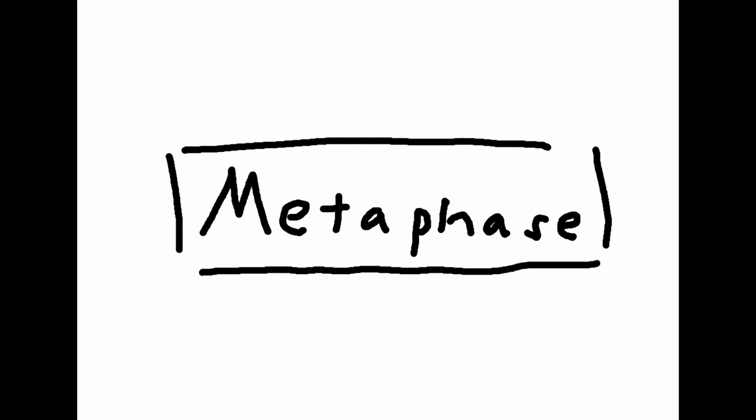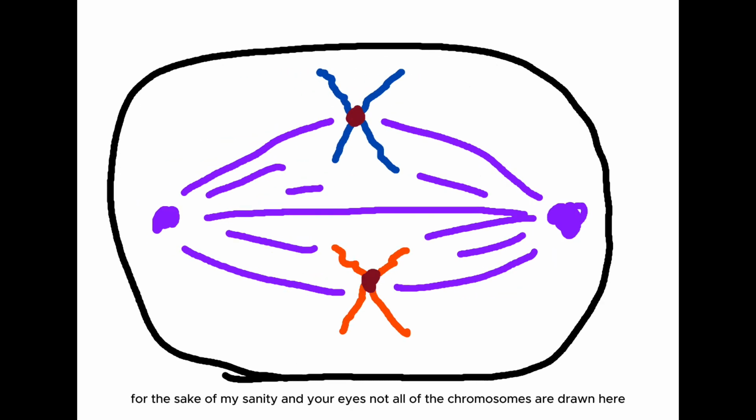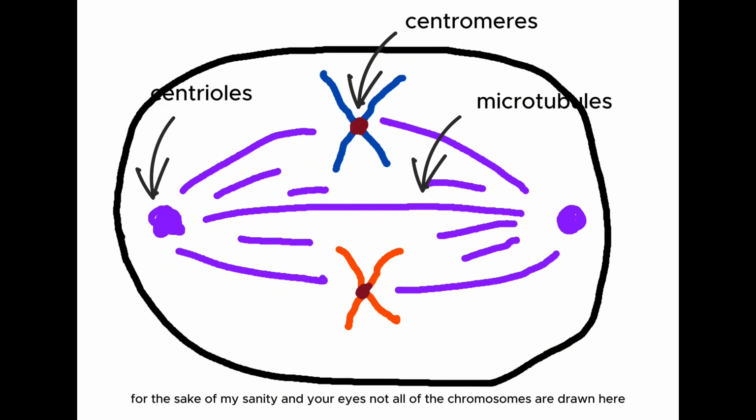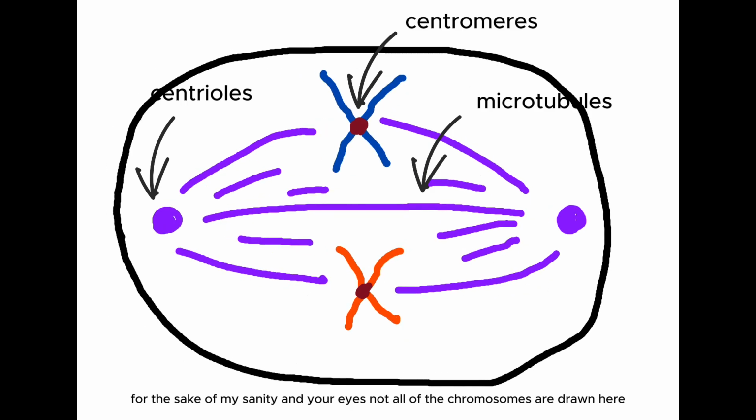Next is metaphase. During this phase, the chromosomes of the cell line themselves perpendicular and equidistant to the centrioles of the cell. This ensures that each new cell will receive an identical set of chromosomes. The spindle fibers, or microtubules, connect to the centromeres of the chromosomes as the cell enters anaphase.